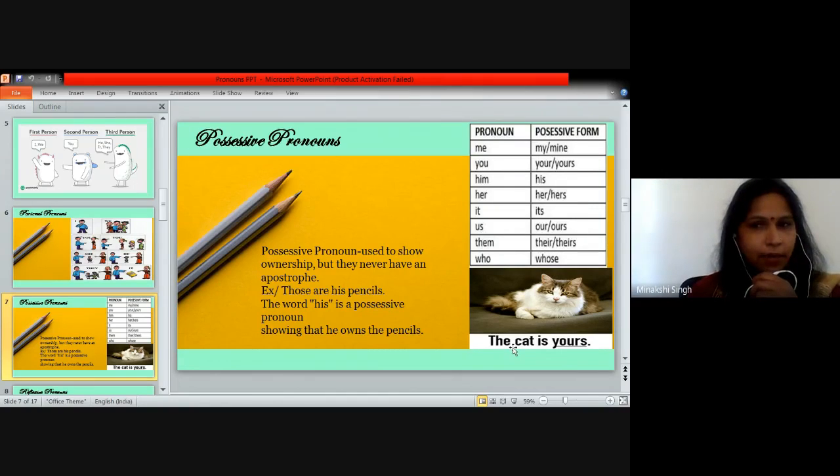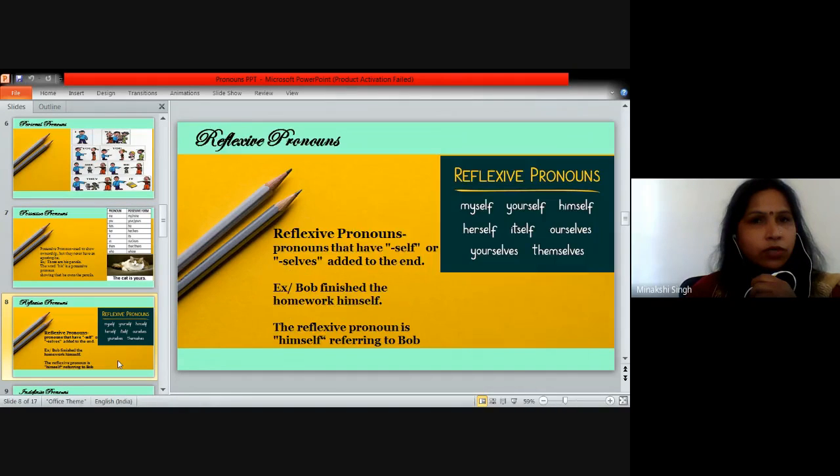Look at this example: the cat is yours. The word yours is showing possession, right? So the word yours is a possessive pronoun. Next, students, we will talk about reflexive pronouns.